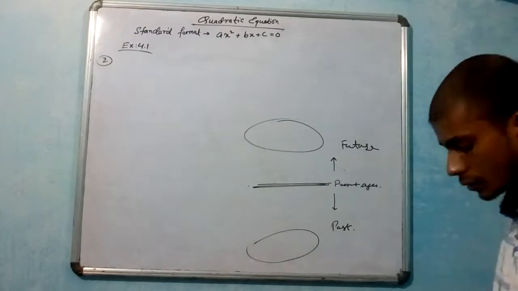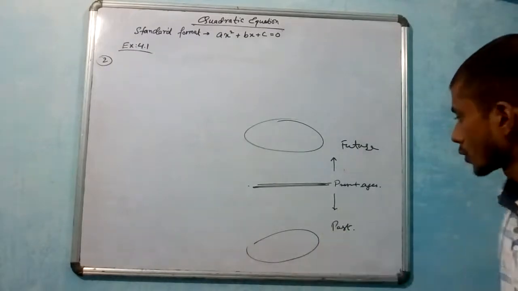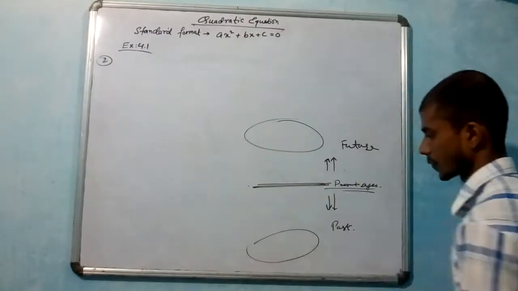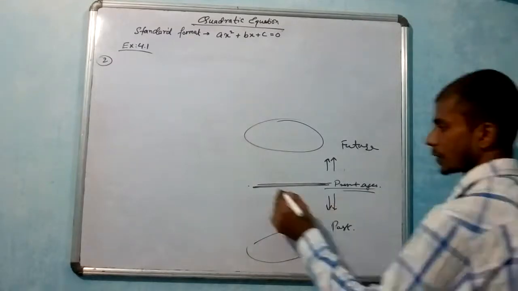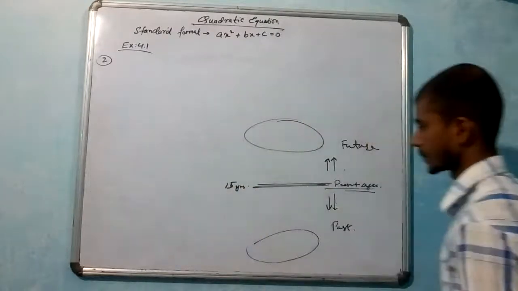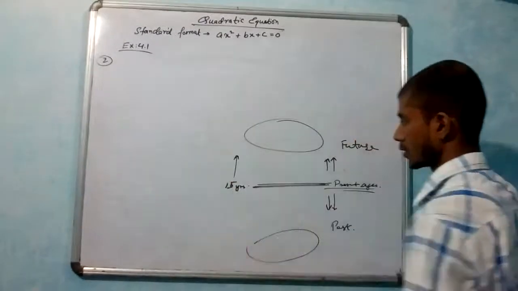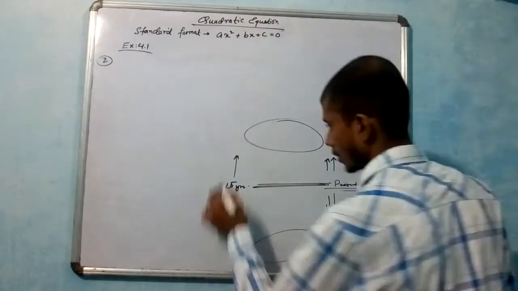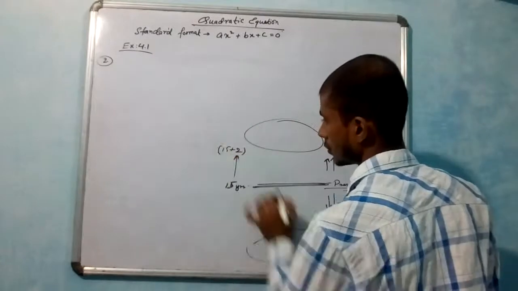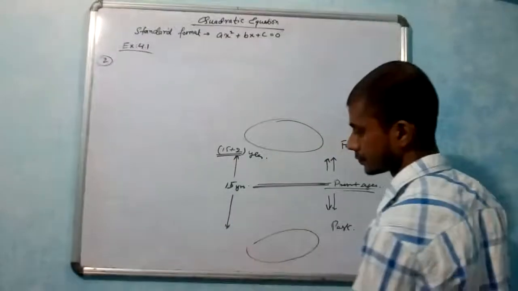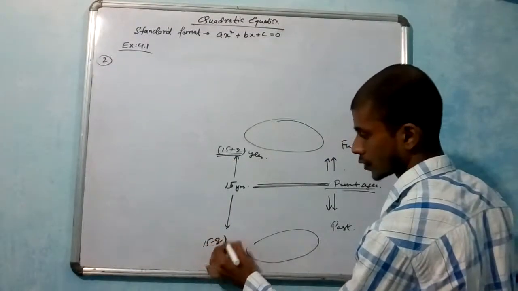Okay, so one question here: how can we move from present ages to future and past? Suppose we have the present age, you have suppose 15 years, right now. So from 15, after 2 years, suppose we want to calculate future age. After 2 years, what will be your age? 15 plus 2, that is 17. So this is the way of finding future. And suppose 2 years before, 15 minus 2 years.